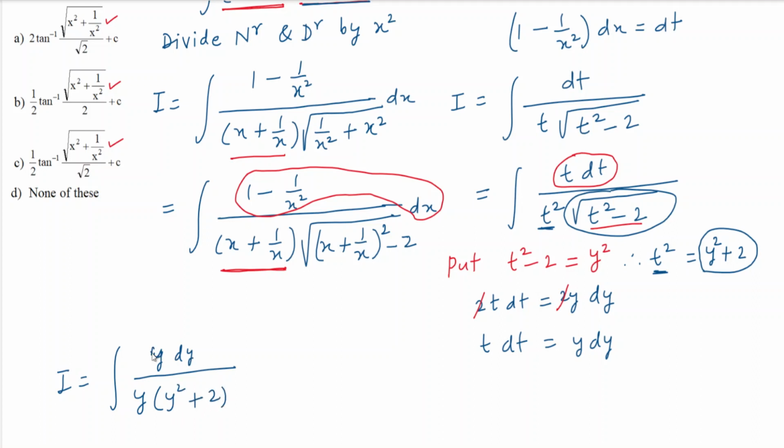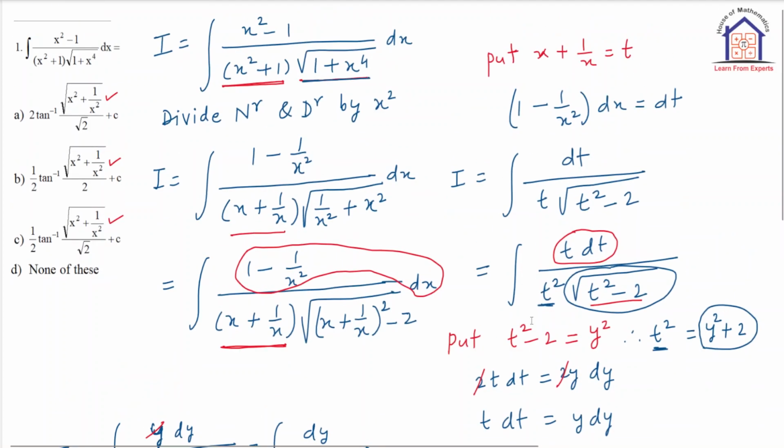So this integral is now in standard form. So here y y will get cancelled, and the integral is very simple. This y y will get cancelled, and this integral is dy upon y square plus 2, so 2 is root 2 square. Okay, so we have to use double substitution here. First we have substituted x plus 1 by x equal to t. Then again we have used this substitution t square minus 2 equal to y square.